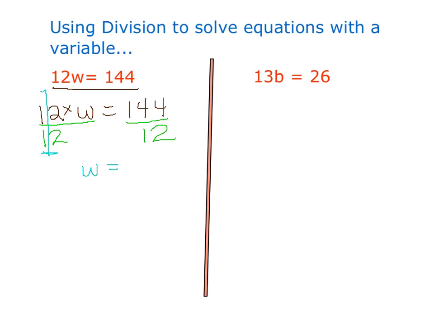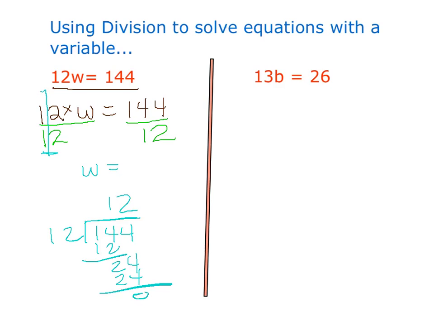Well, if you remember your perfect squares, 12 times 12 is 144. And if you can't remember that, you can go ahead and actually do the math down here. 12 goes into 14 once. Okay, 12 goes into 24 twice. Okay, so your answer is W equals 12.